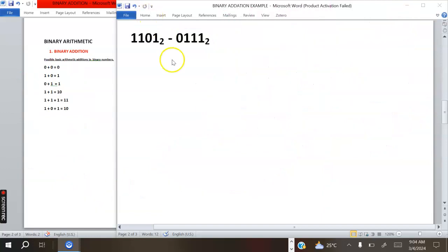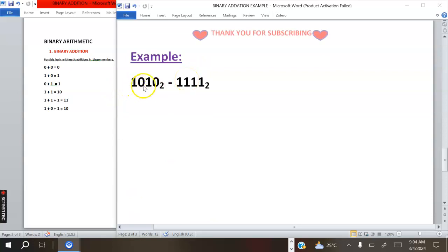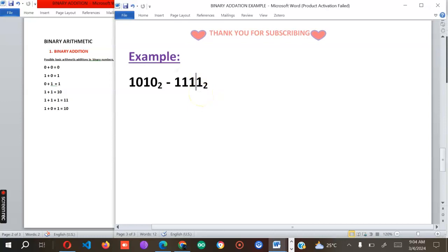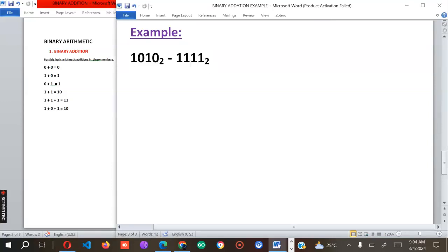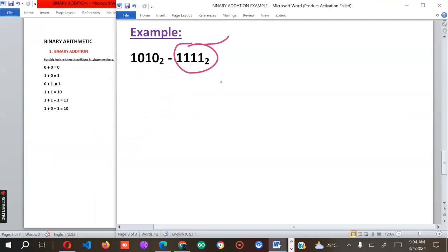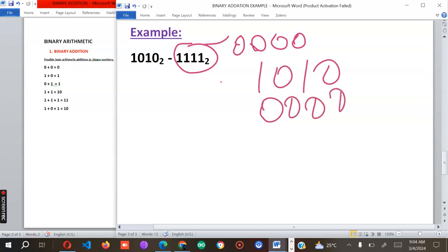Okay, let's do our last example. Our last example, which is quite simple, we have 1, 0, 1, 0 minus 1, 1, 1. Remember, rule number one is to convert this one into a one complement. So how do you work with one complement? You have to convert this one. After converting this one, it will be equivalent to 0, 0, 0, 0. Then after that, you go directly to the addition. 1, 0, 1, 0, then we have 0, 0, 0, 0.